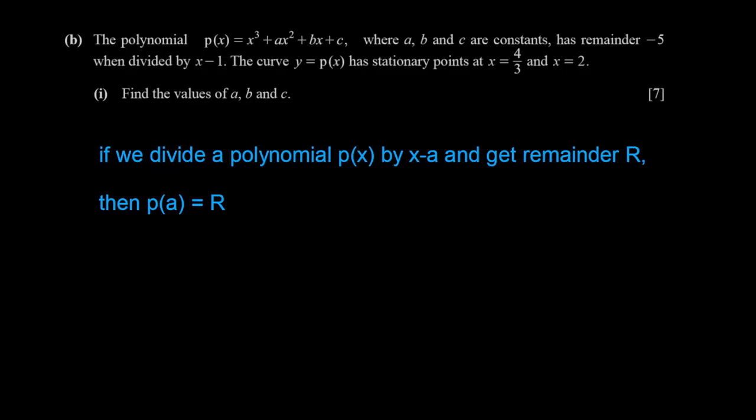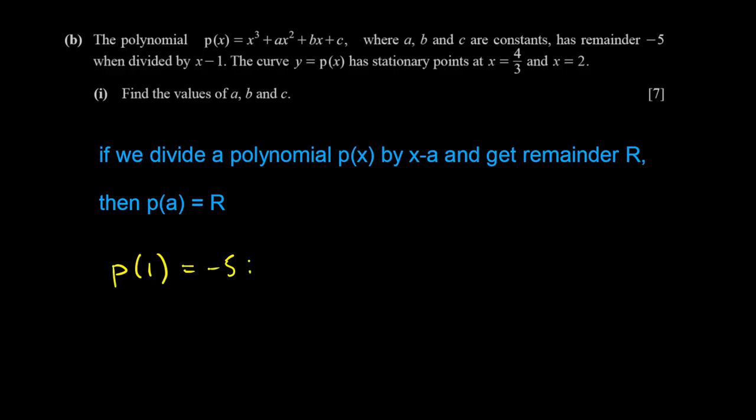What does the remainder theorem say? If we take a polynomial p of x and divide it by x minus a, and we get a remainder r, then that means if we substitute a into the polynomial, we will get the remainder r. For example, if I take a polynomial and divide it by x minus 2, and I get a remainder of 5, that means if I substitute 2 into the polynomial, I will get 5. Here, we're dividing by x minus 1 and we get a remainder of negative 5. It means that if I substitute positive 1 into the polynomial, I should get negative 5. So that's exactly what I'm going to do.